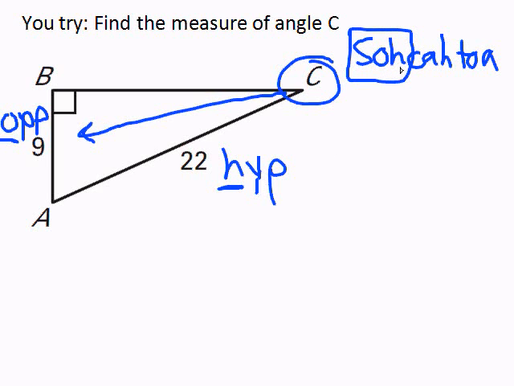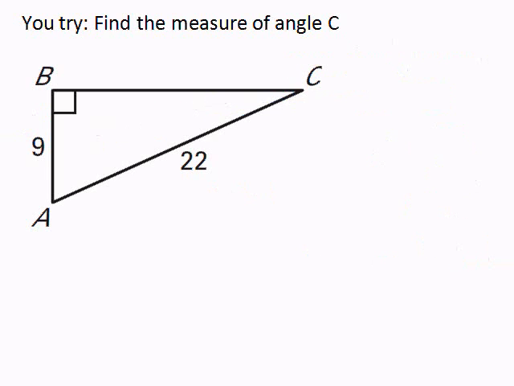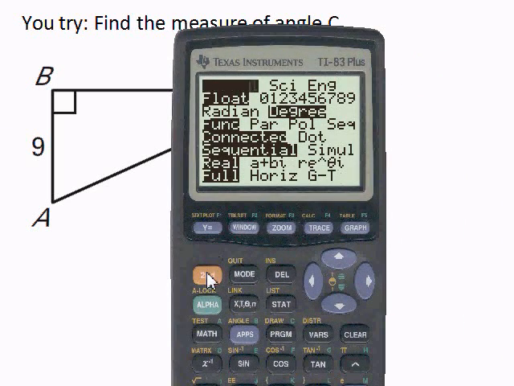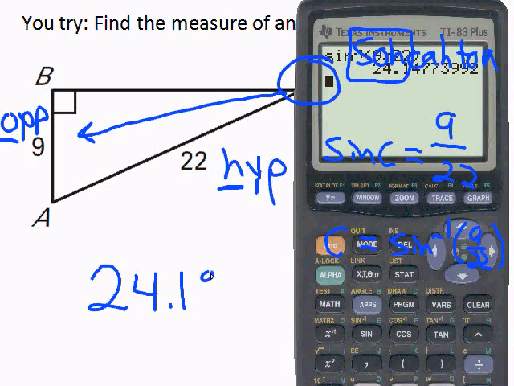The opposite over hypotenuse is the sine. So the sine of our angle, C, is going to be equal to the opposite side, 9, over the hypotenuse, which is 22. If you remember the shortcut, we can find the angle C just by going C equals sin^-1 of 9 over 22. We type that in our calculator, making sure it is in degree mode, which it is, and we get second sin^-1, 9 divided by 22. Enter. And you get 24.1 degrees. That's the measure of angle C.